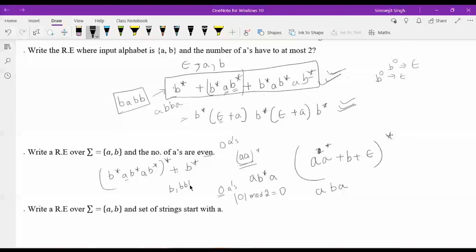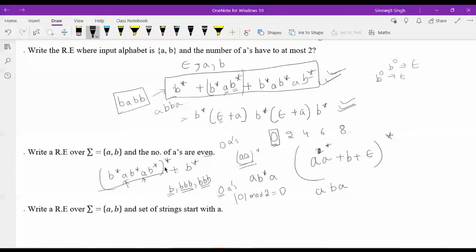Any number of B's should also be in the language, because an even number of A's is in this string, even number of A's is in this string also. Keep in mind that for even, 0 is also even, 2 is also even, 4 is even, 6, 8 is also even. Most of you will forget about that part. That is why I have added a B star, because if you follow this expression, you will always get a minimum of 2 A's. So I also need 0 A's. That is why I have added B star.